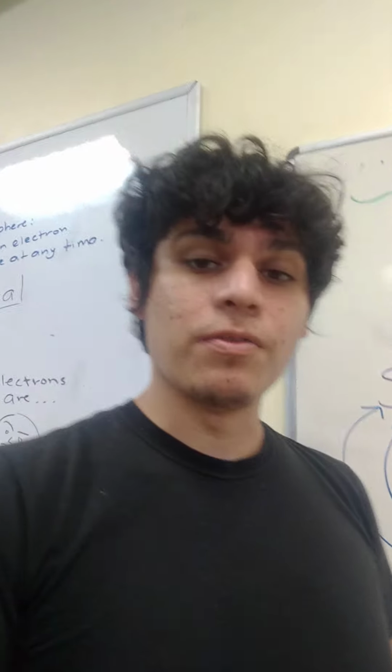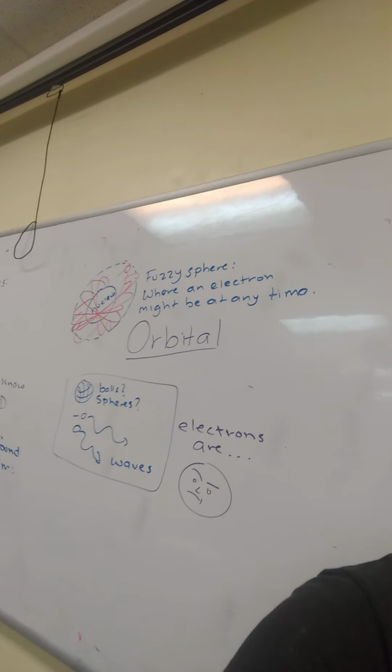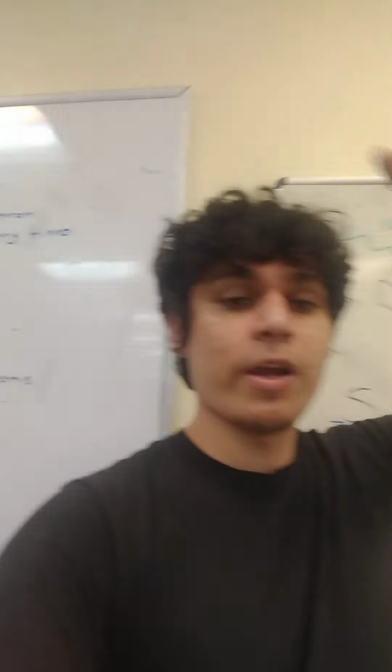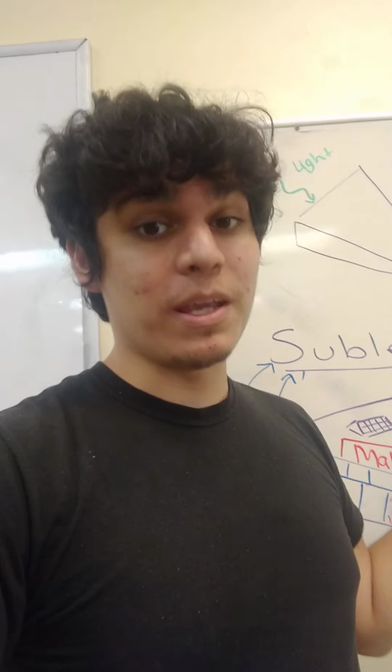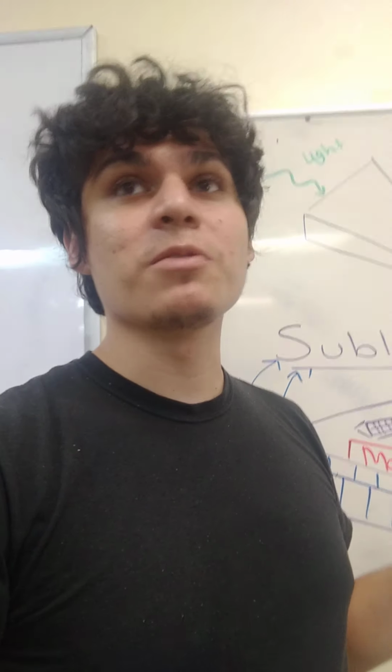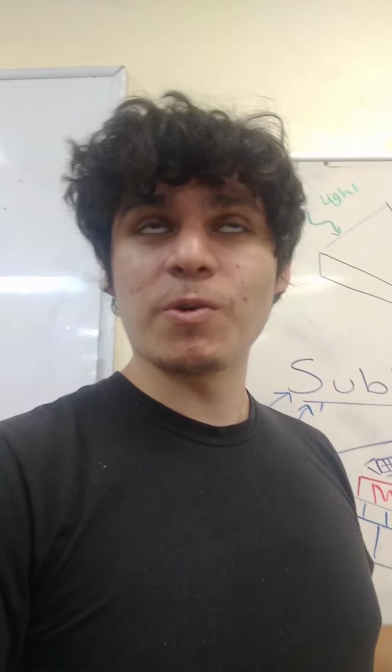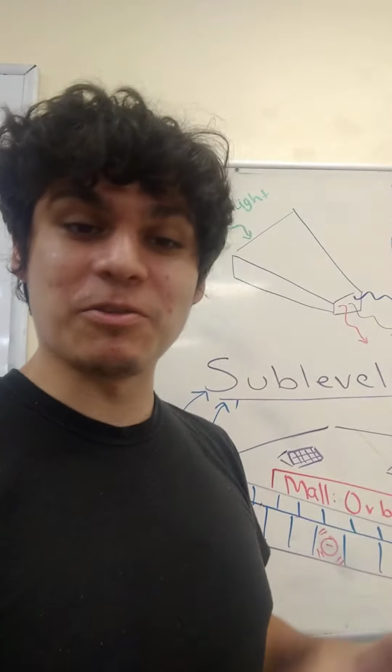Now, this little ball right there tells us where an electron might be, maybe. By the way, it reminds me of a joke I heard about Schrodinger and Heisenberg, but I'll tell that later.